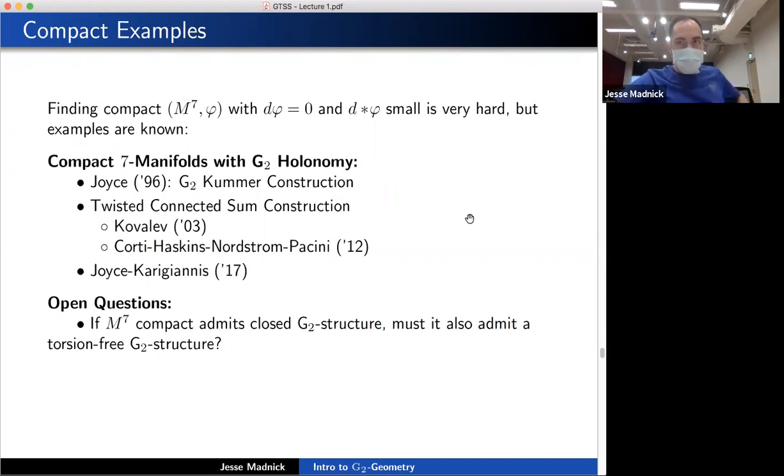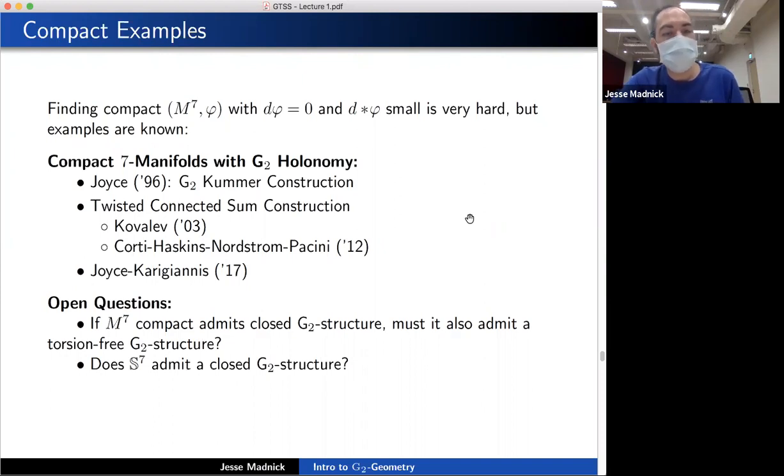But anyway, some open questions are these. If you have a compact 7-manifold with a closed G2 structure, does it also admit a torsion-free G2 structure? This is not known. So every 7-manifold that we know that has a closed G2 structure, either we've been able to perturb it to a torsion-free one, or we don't know if it has a torsion-free G2 structure at all.